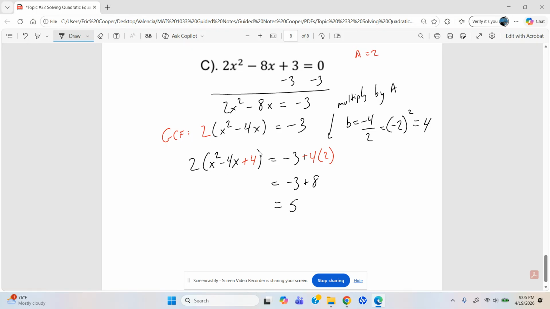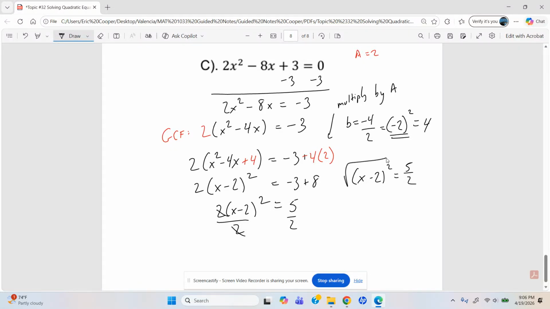Here we ignore the 2. This again is a perfect square trinomial. The number we got after we divided by 2 is negative 2. So this will be x minus 2 squared with a 2 on the outside. And then here we can just combine, and we are left with 2 times x minus 2 squared equals 5. And now we can use the square root property to start to get x by itself. I have 2 times this whole thing, so I'm going to divide everything by 2. So now I have x minus 2 squared equals 5 over 2.